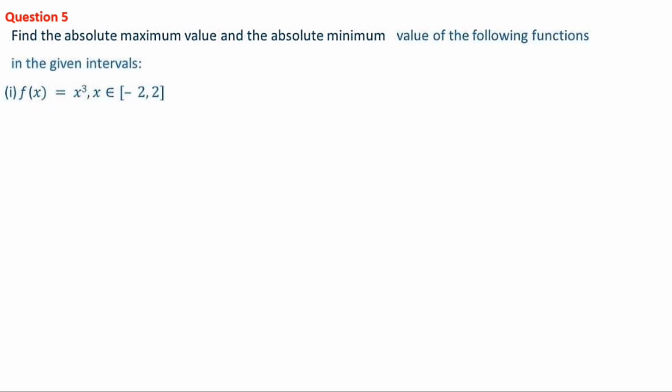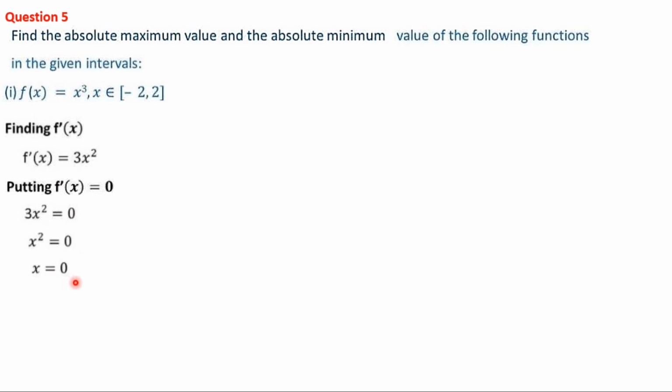Let's differentiate with respect to x. That is, derivative of x cube is 3x square. Next we have to equate this f dash x with 0. That means 3x square is equal to 0, x square is equal to 0, and x is equal to 0. Quite simple steps. So x is equal to 0 is a critical point.